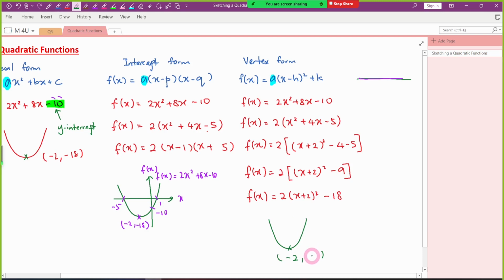And this one you don't have to calculate for the y coordinate. You just look at it. Look at this one, the constant at the back here, negative 18, so we know that the minimum value of this function will be negative 18.